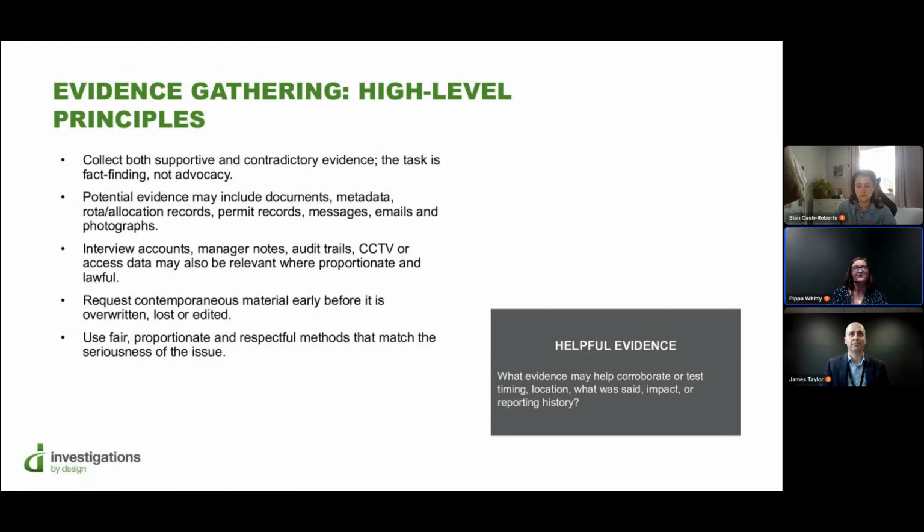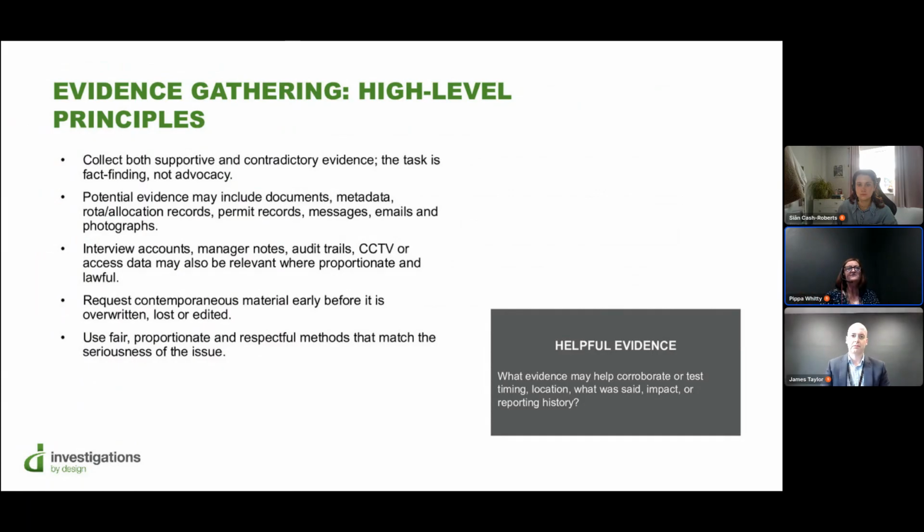So, evidence gathering. Now we've looked at defining the scope and setting a clear terms of reference, let's turn to what this actually means in practice when we're gathering our evidence. A key point to remember is that evidence gathering isn't about building a case. The investigator, whether dealing with the complainant or the respondent, has got to be neutral, and it's a fact-finding exercise. That means we're actively looking for material that both supports and challenges each version.